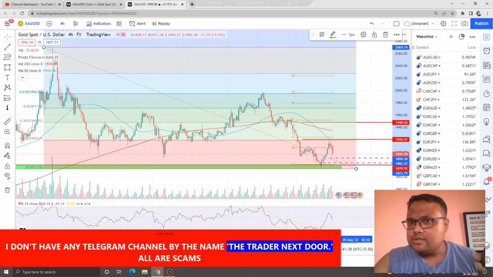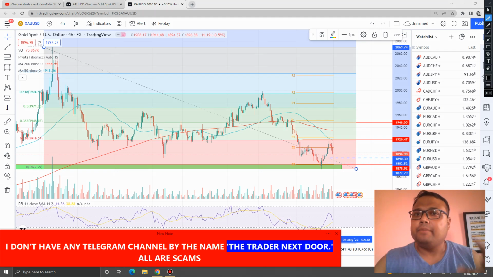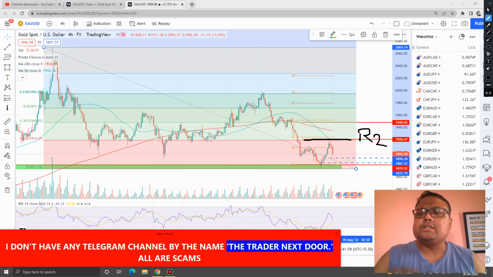So if the market goes up, the 50 moving average is the first resistance. If the market breaks it, because it is not a very strong resistance, then around 1920-1921 we can expect the second resistance, R2. Under normal circumstances, if there is not much volatility in the market, you can expect the market to reverse from there. If the market reverses, go for a sell position.